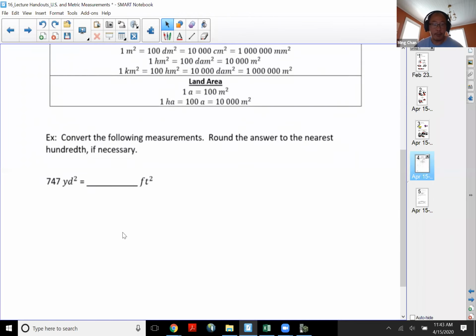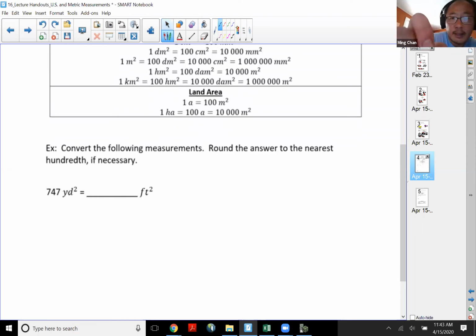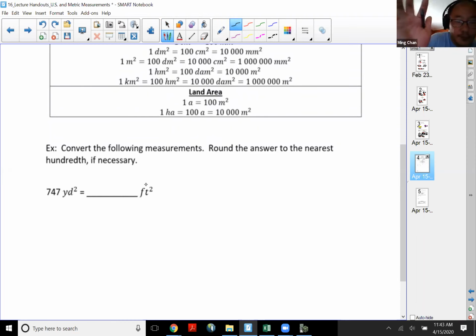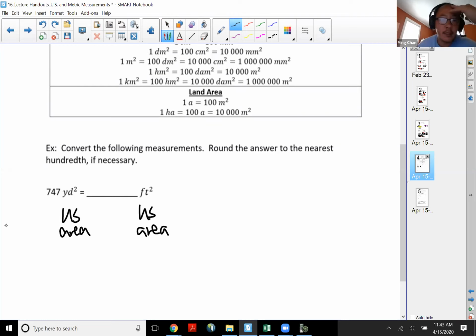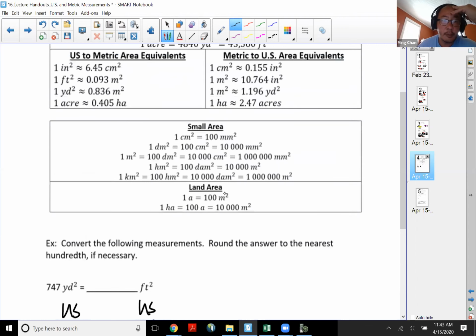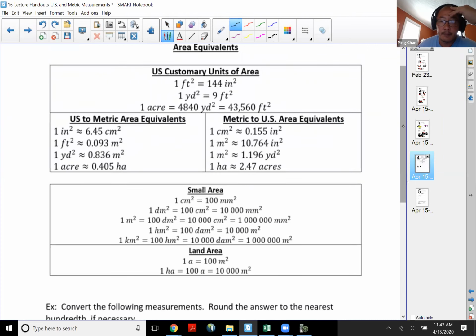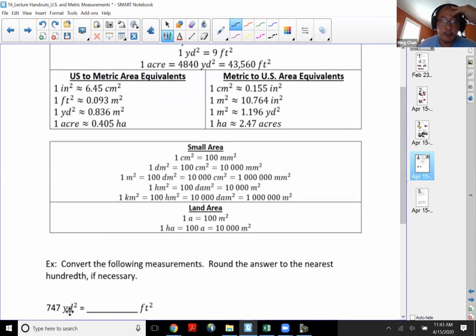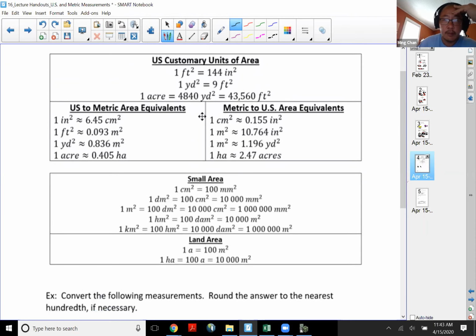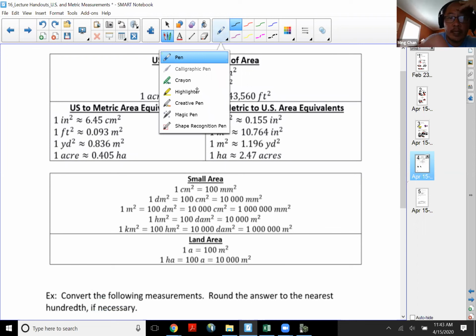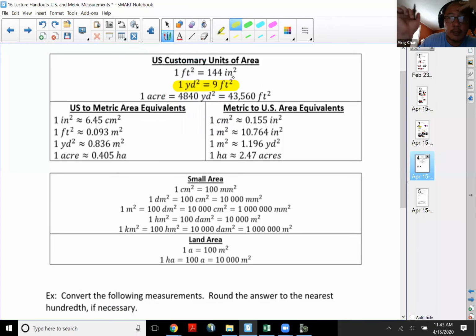All right, I have two problems here. Let's label this. When you see yard and feet, you know that's US converting to US. When you see square and square, you know that's area converting to area. So what I'm dealing with right now is converting US area to US area, which is on the top. Looking for square yard to square feet. Do I have a direct conversion? Right there.